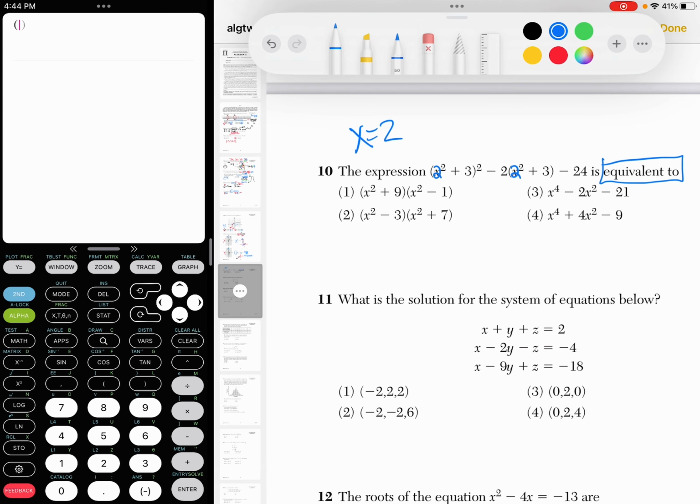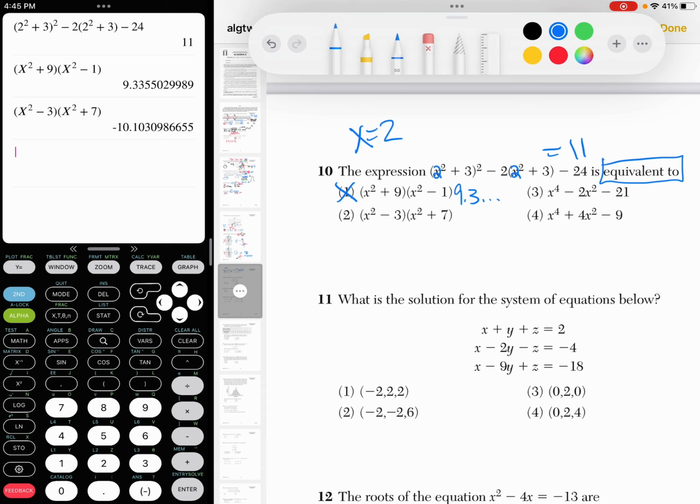Okay, so this one is going to be 2 squared plus 3 squared minus 2 times 2 squared plus 3 minus 24. I don't think I missed anything. That gets me 11. Now when I plug in the first choice, which we at this point know is wrong, we should not be getting something equivalent. So I'm just going to type it in real quick. I got x squared plus 9 and x squared minus 1. I got 9. So that's definitely not right. I'll try choice 2, x squared minus 3. Now we know this one is right, so we should be seeing the same thing.